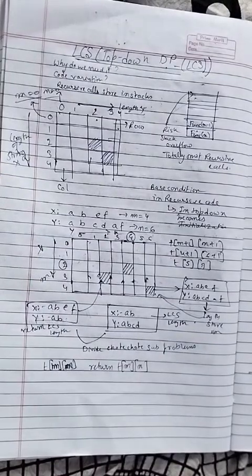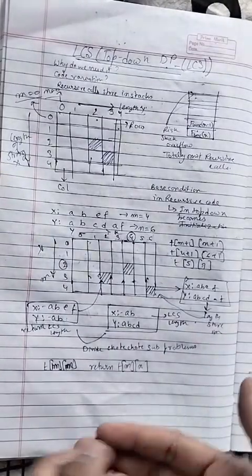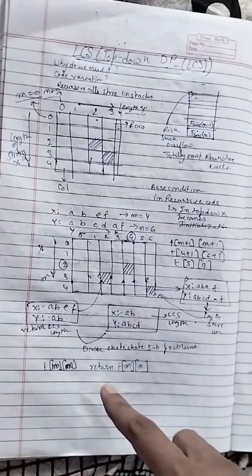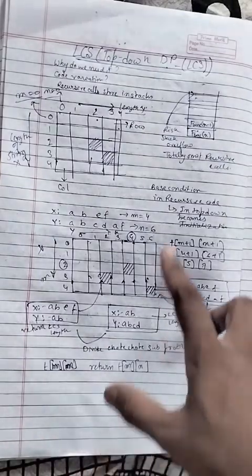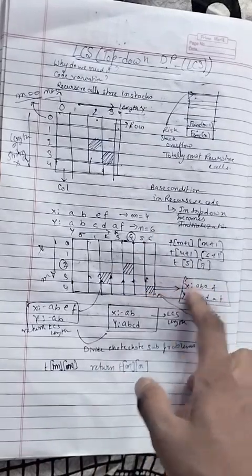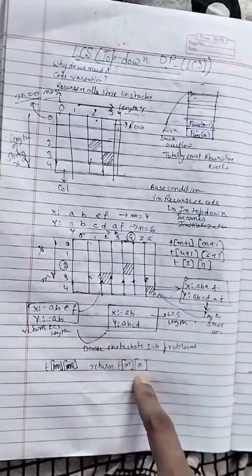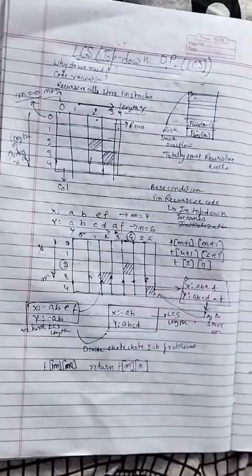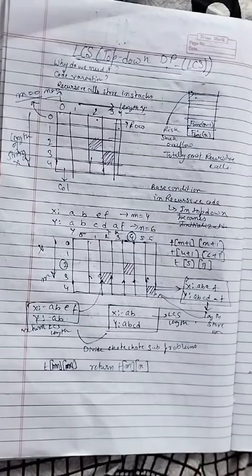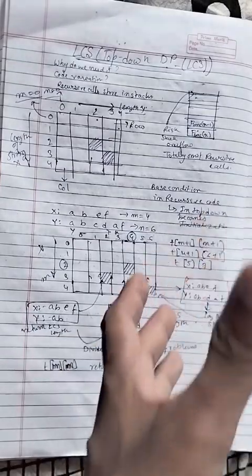Now after dividing into smaller sub problems, at last we return this box. We return t of length of x and length of y, this box, to get the length of the longest common subsequence.